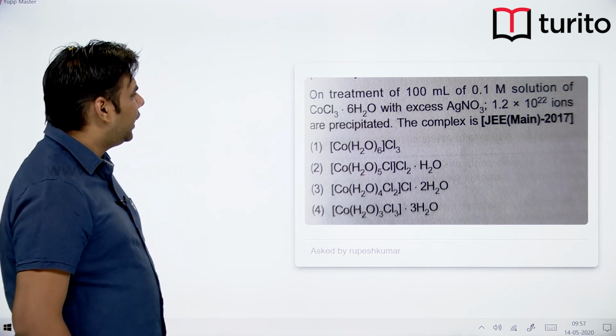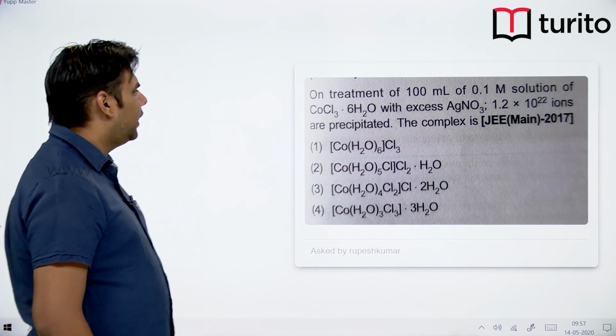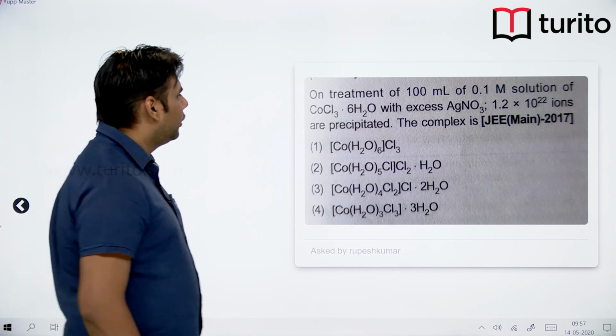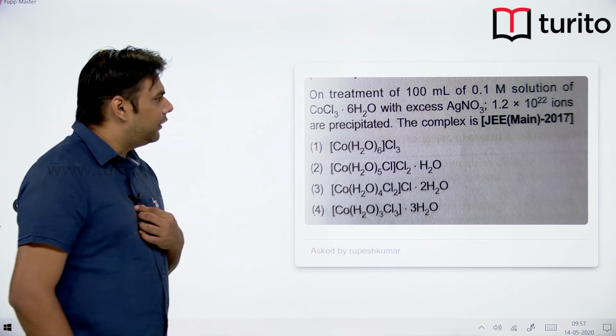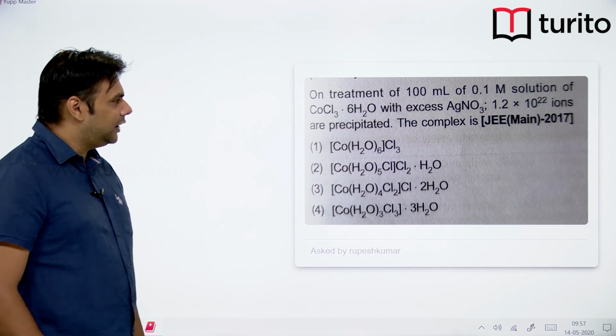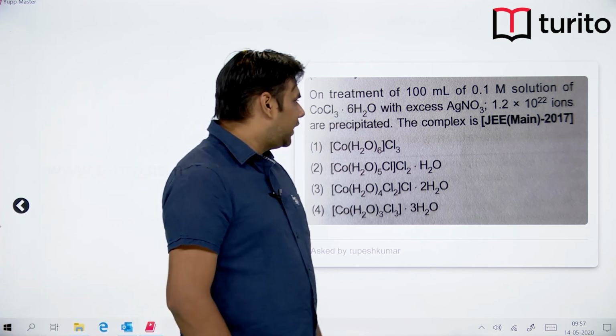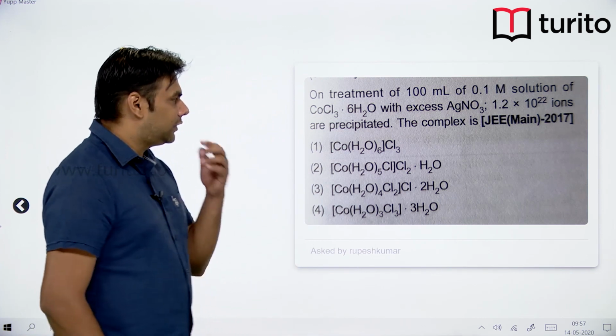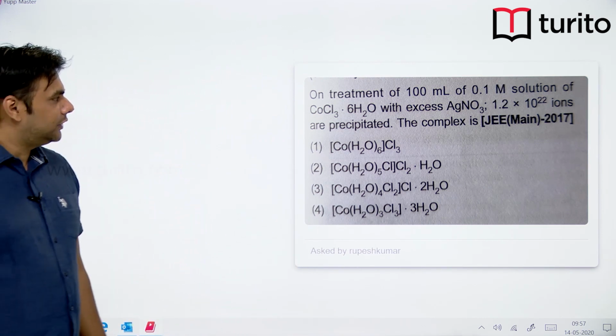On treatment of 100 ml of 0.1 molar solution of CoCl3·6NH3 with excess AgNO3, 1.2 × 10^22 Cl⁻ ions are precipitated. The complex is... Okay, so this is a question from JEE Mains 2017.